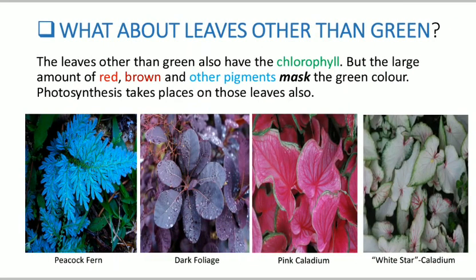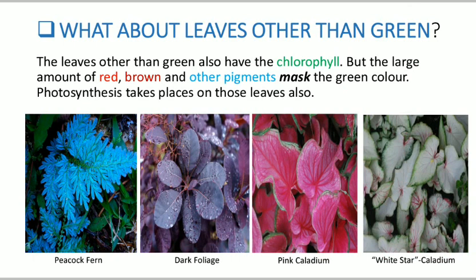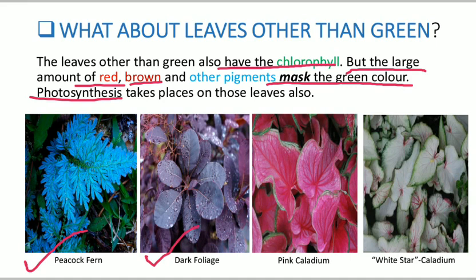Now come to the next part: what will happen to those plants which are not green in color? Leaves other than green also have what? Chlorophyll. Because of other pigments like red, brown and blue pigments or any other pigments, they cover the green color, and that's why the leaves show different colors. But they also do photosynthesis, they also produce their own food. Some examples of those plants are peacock fern, dark foliage, pink caladium as well as white star caladium.